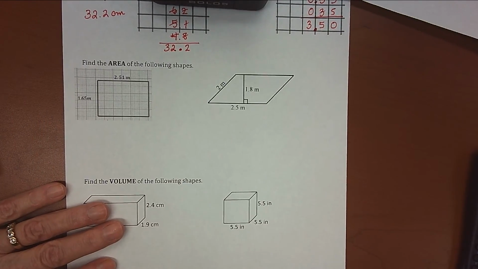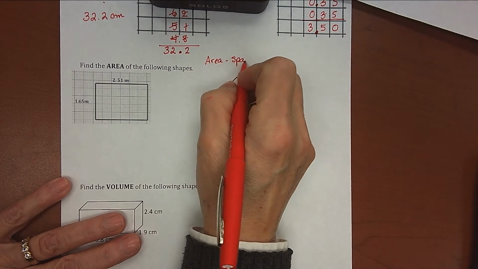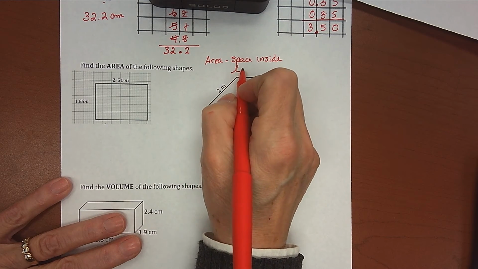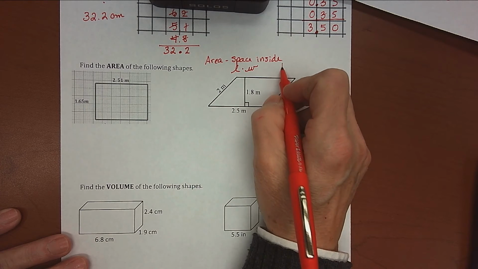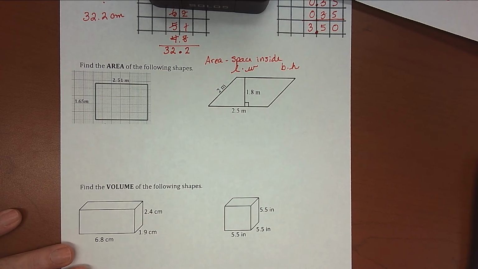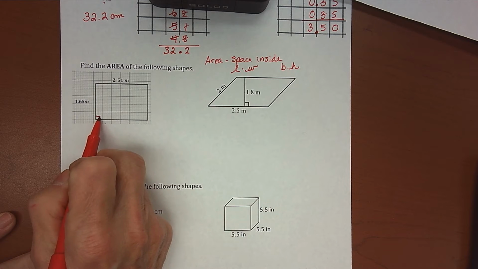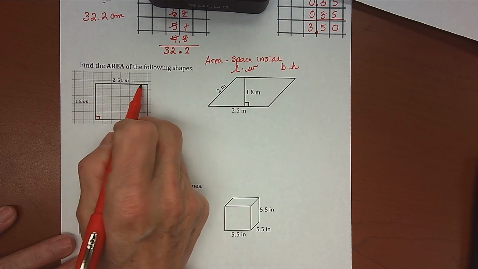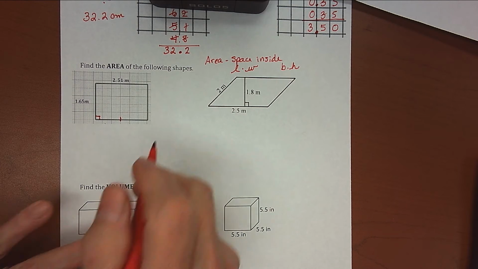All right, now my area. Remember that area is the space inside a figure, and we find it by doing length times width. Or we could say base times height, and I actually like base times height better because that is going to help us later on in mathematics to realize that we've got a base and a height. And our height always has to be a 90-degree angle with the base. So for this rectangle, that's not a problem. We've got a base of 2 51/100 and a height of 1 65/100. So we're going to multiply those two together.